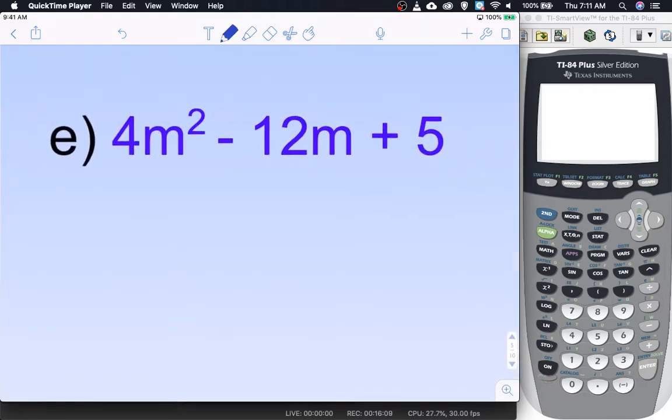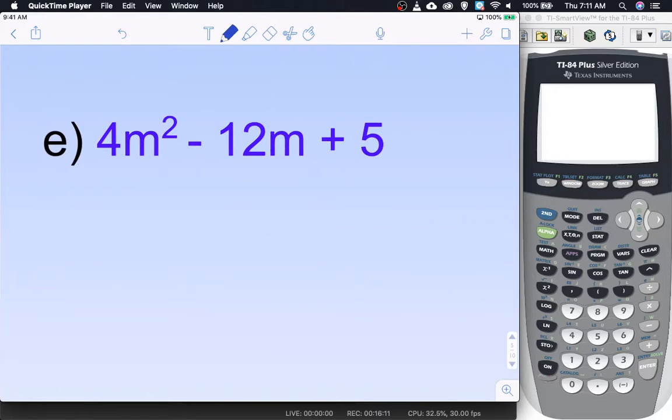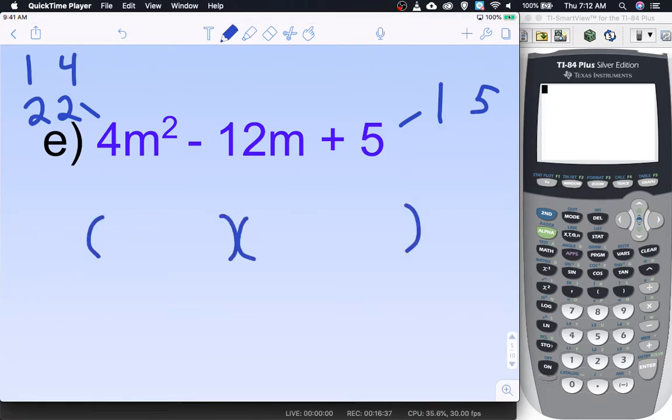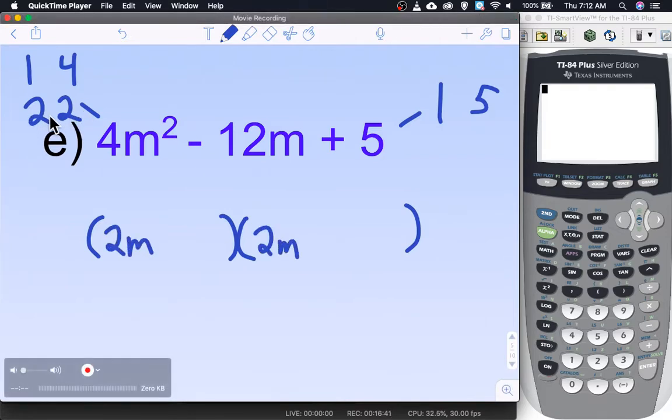All right, so only possible combination is 1 and 5. Possible factors 1 and 4, 2 and 2. Now, this 12, as I was saying in the last problem, if this middle term is kind of bigger, it's more likely to be one of the bigger ones, but I'm not sure. So I'm going to keep going the same kind of pattern I've been doing. I'm going to try the ones that are closer together. 2m and 2m, that's the middle ones, the ones that are closer together.